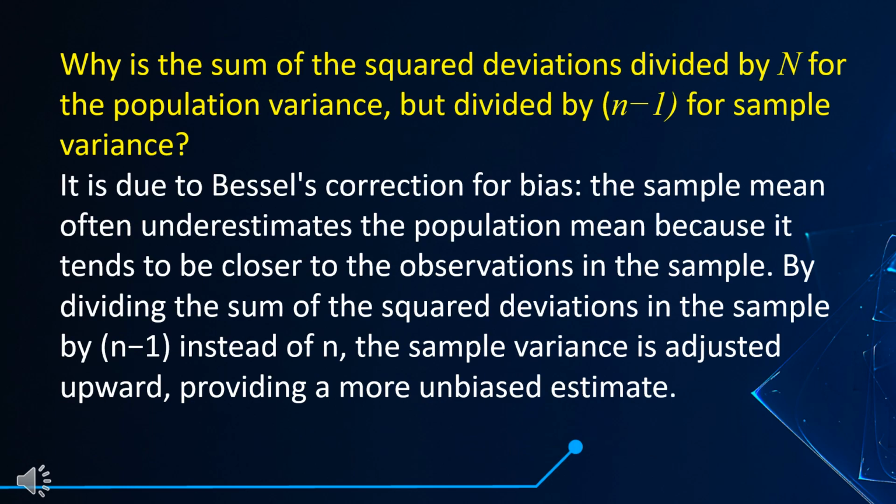Why is it the sum of the squared deviations divided by n for the population variance, but divided by n-1 for sample variance? It is due to Bessel's correction for bias. The sample mean often underestimates the population mean because it tends to be closer to the observations in the sample. By dividing the sum of the squared deviations in the sample by n-1 instead of n, the sample variance is adjusted upward, providing a more unbiased estimate.